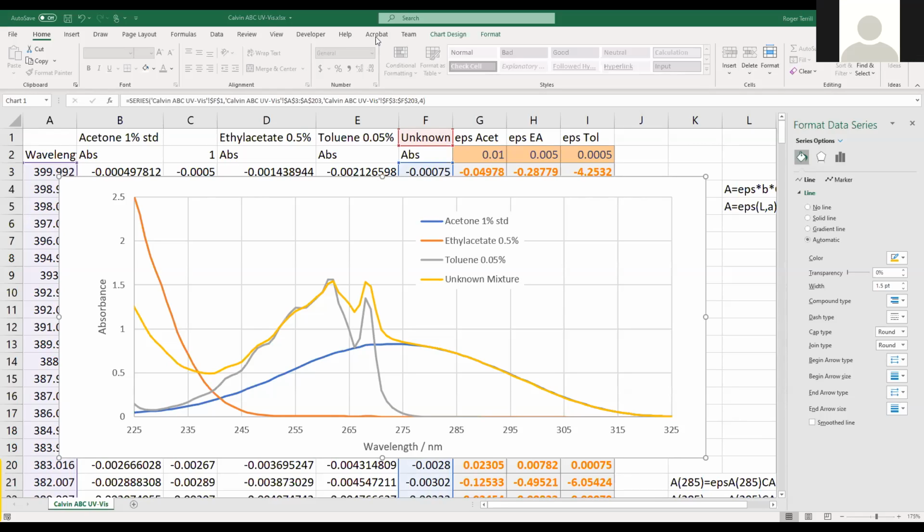I guess I'm just kind of confused by the question. Okay. So the solution that gives this yellow spectrum has some acetone, some ethyl acetate, and some toluene as those three components in it. And my question for you right now is, just by inspection, can you tell me how much of one of these three components is in the mixture?